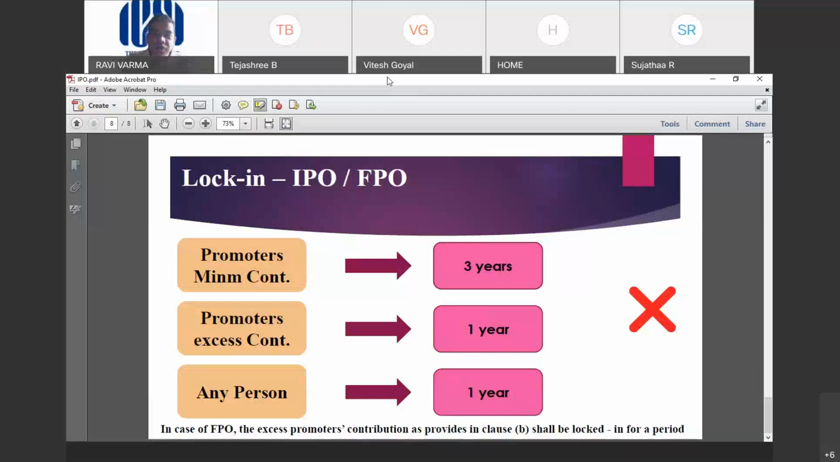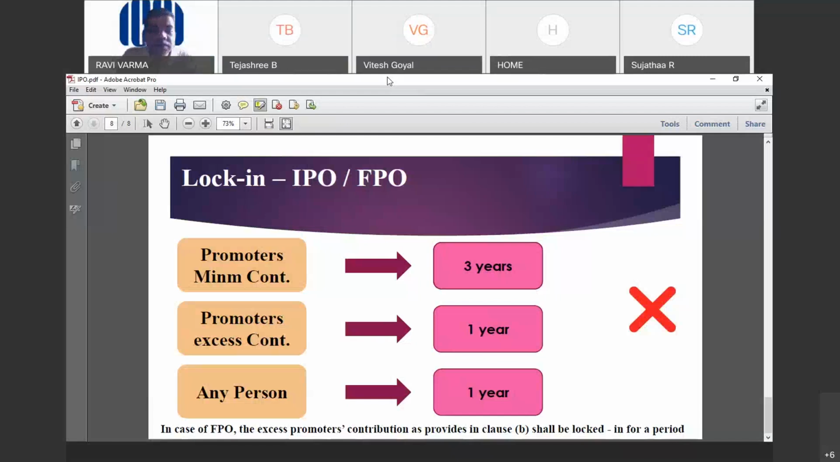No. Even if we are not the promoter, we can't. For us, those who were holding on the date when the scheme was launched, the lock-in period will be 1 year, right? So is this system clear? The lock-in period is clear to all of you? 3 years, 1 year's excess, 1 year for every other one.